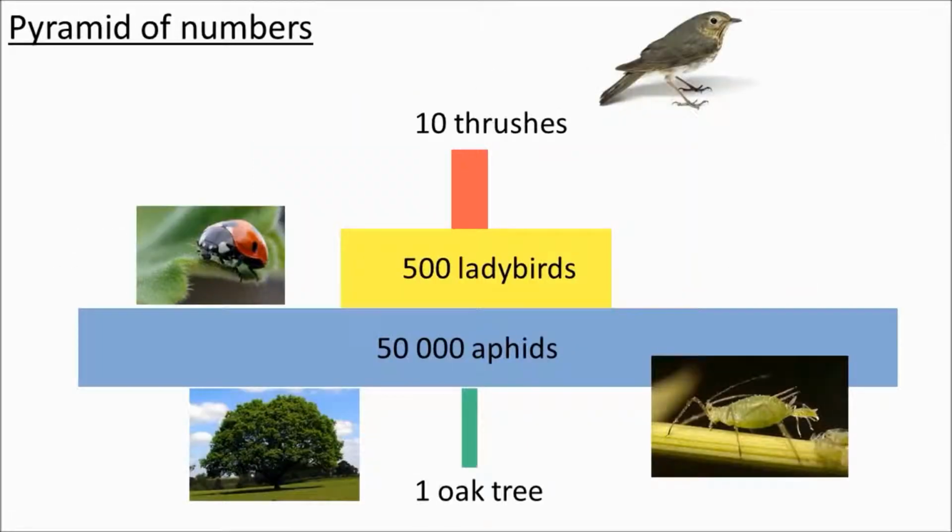Let's finish up by looking at a pyramid of numbers and a pyramid of biomass. This is a pyramid of numbers, and you can see it's not really a proper pyramid because we only have one oak tree, so the base is too small. To get a more accurate representation of what's going on, we have to look at a pyramid of biomass. So let's turn that pyramid of numbers into a pyramid of biomass.